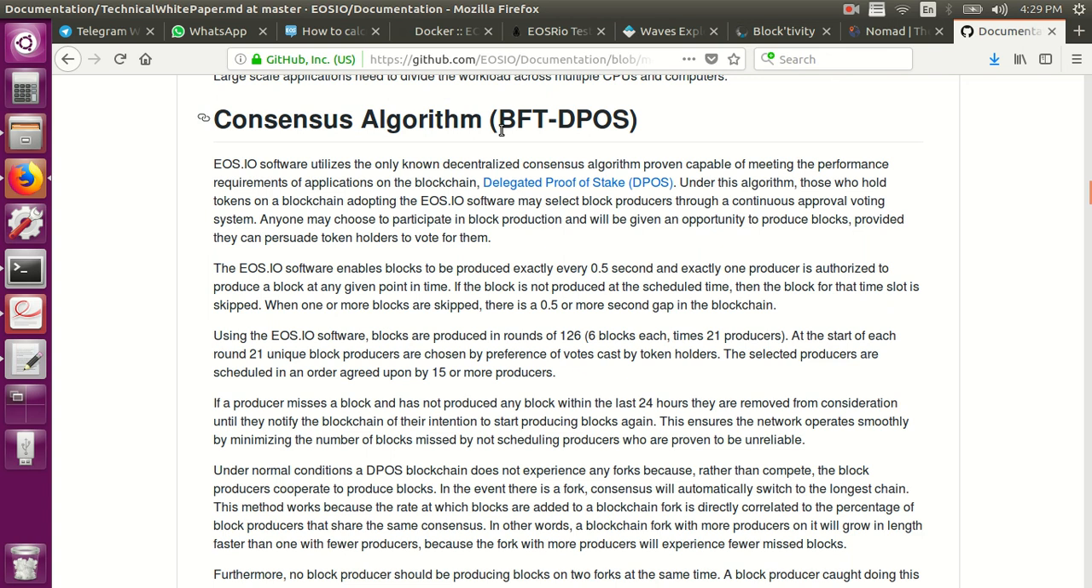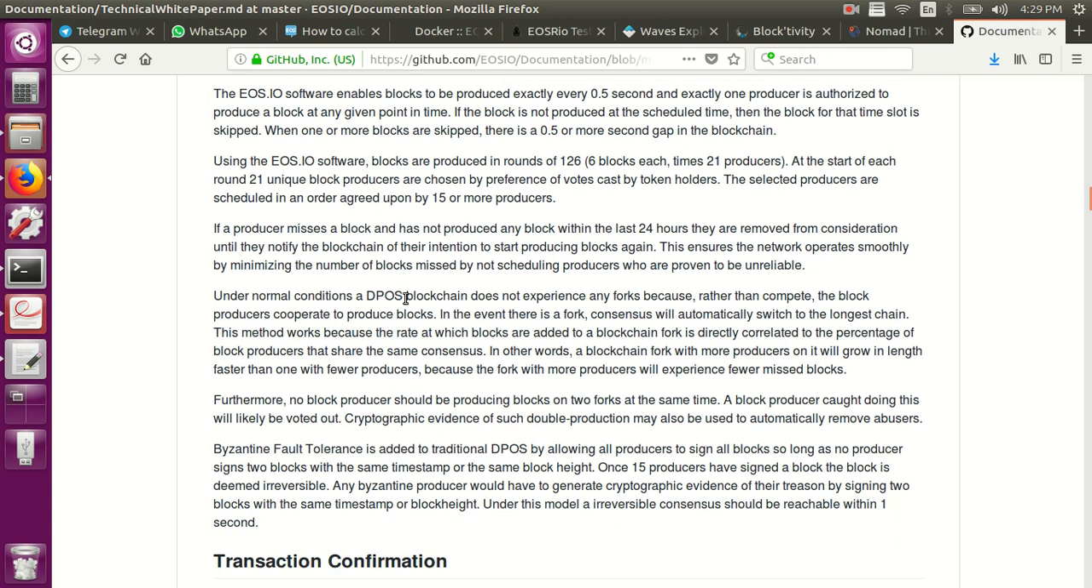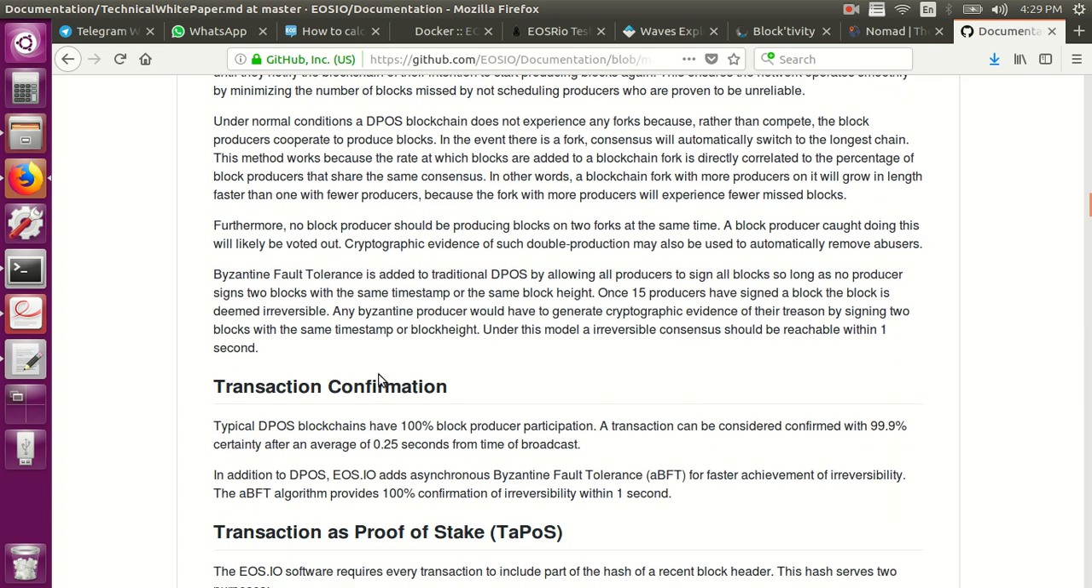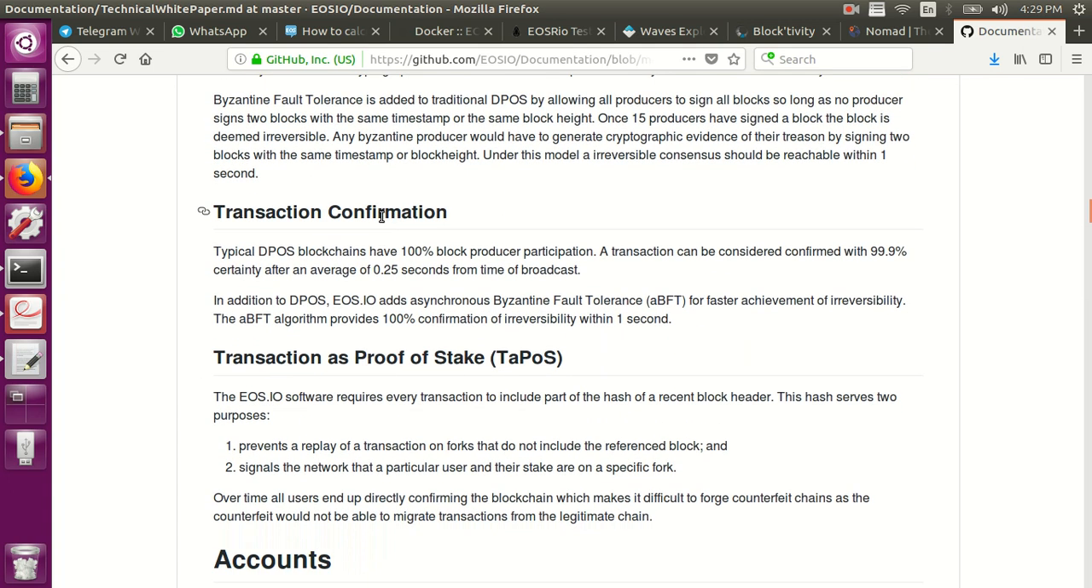Sorry, I should have said that earlier. Asynchronous BFT in order to speed up finality of the blocks. So that's yet another thing that sets EOS apart and makes it much quicker. Again, we'll talk about this later. Well, in fact, I think it comes up right here, transaction confirmation.